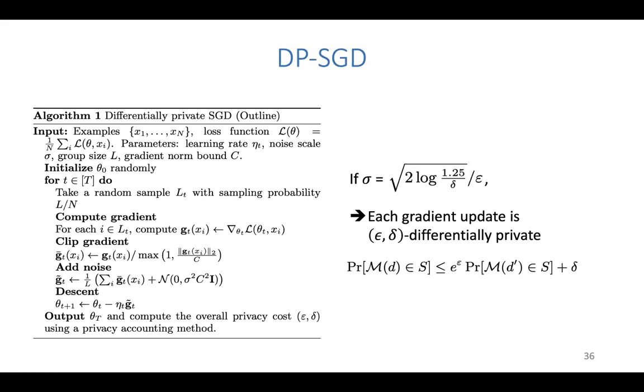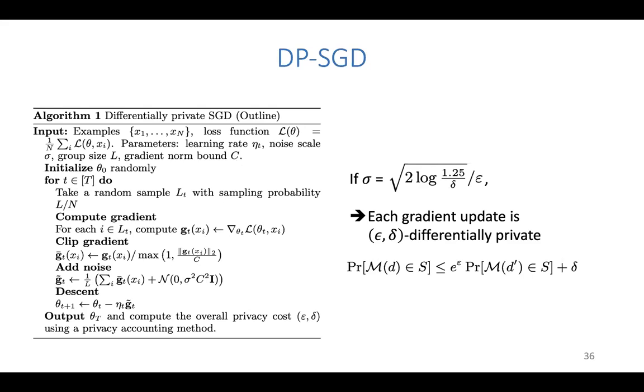You're sampling a batch size of L, and then you're computing the gradients, and then you clip the gradients here, and then you add the noise, where the noise is drawn from a Gaussian distribution with mean mu equals 0 and standard deviation sigma squared C squared identity matrix. So C squared is coming from the gradient norm C, and then the noise is added, and then you simply take the gradient step, and that's it. And then you repeat this process for large T number of times.